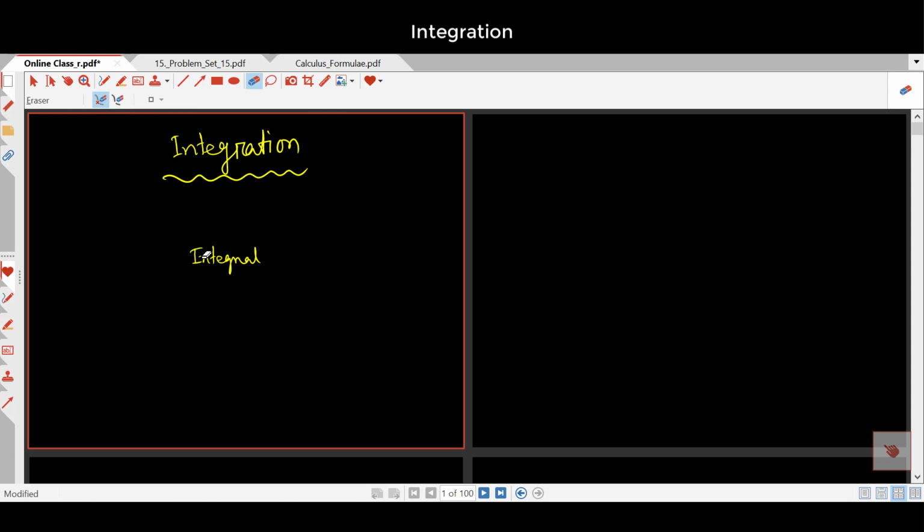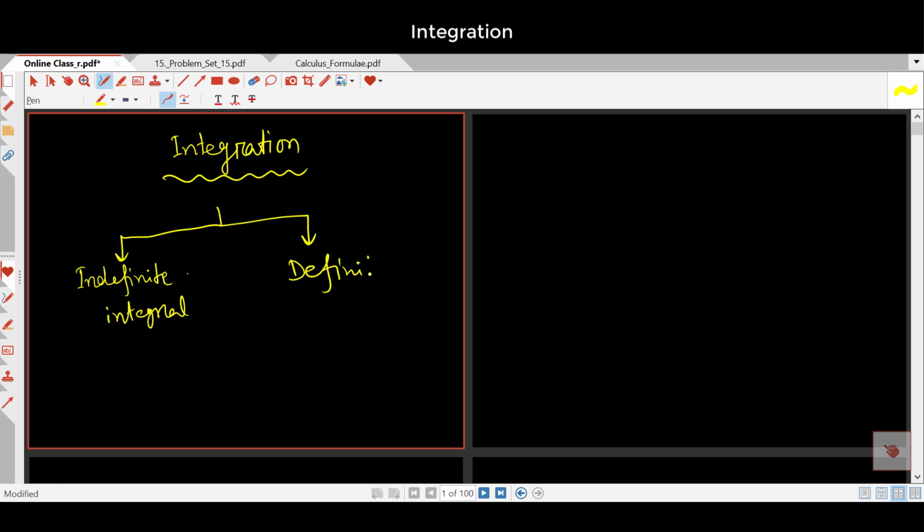You know that integral calculus or integration has two parts, that is indefinite integral and definite integral. In indefinite integral you will see this type of form: integration of f of x dx. We are actually integrating this function f of x. Here there is no lower bound or upper bound of integration. So this is about indefinite integral.